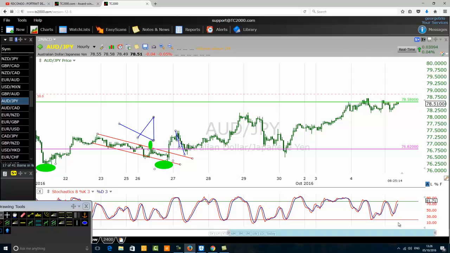You can see that the stochastic 8-3-3 is overbought, but I'm trying to buy when the stochastic is still overbought. Am I crazy? We will see.